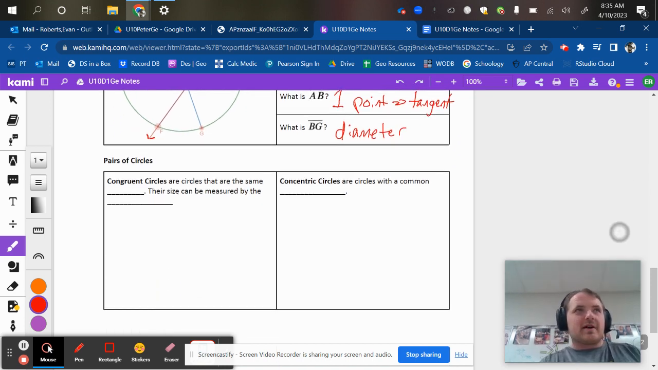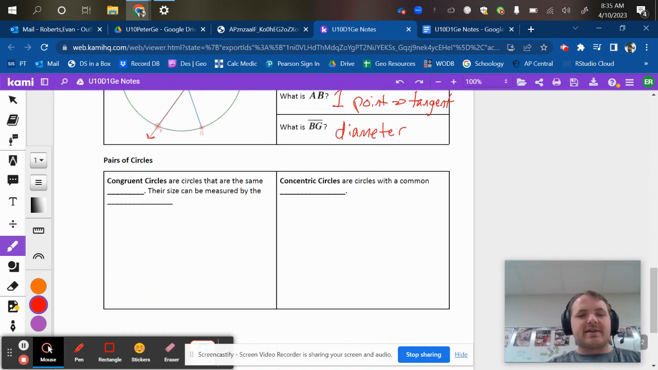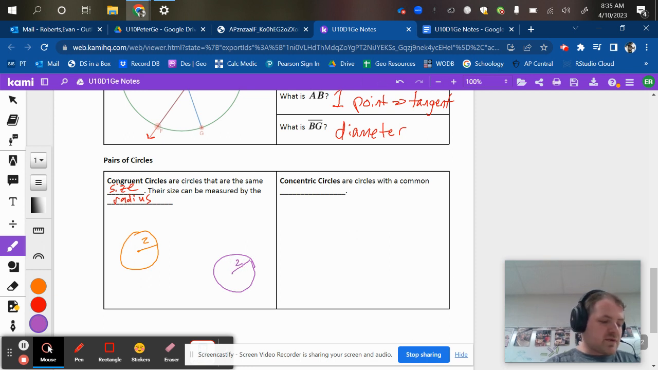Now, this is my favorite part. You guys have already done a Desmos activity over this, but those congruent circles, okay, that's where they just have that same radius, okay? So they have that same size, and their size is measured by their radius. So if you have something like this, a beautiful circle like that with a radius of 2, and then you have a random other circle somewhere else, but its radius is 2, you can say that those circles are congruent.